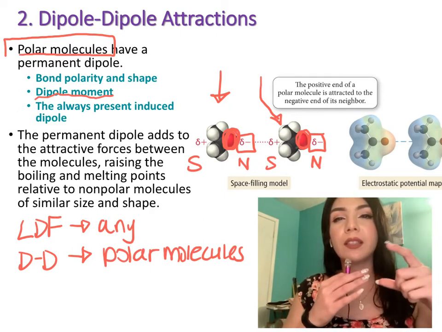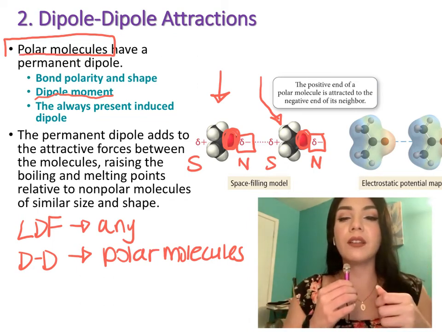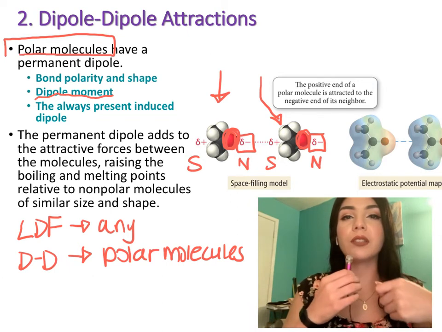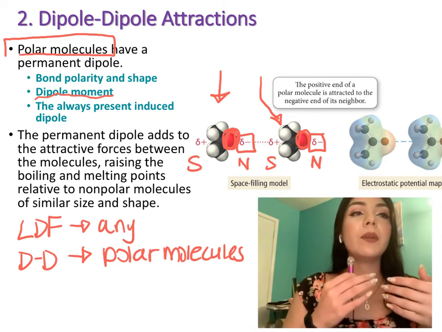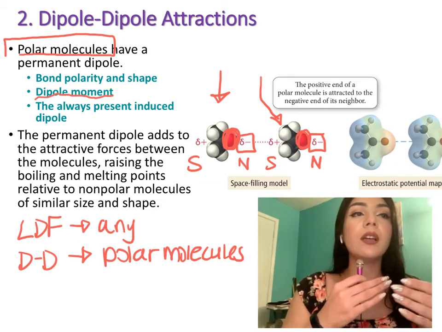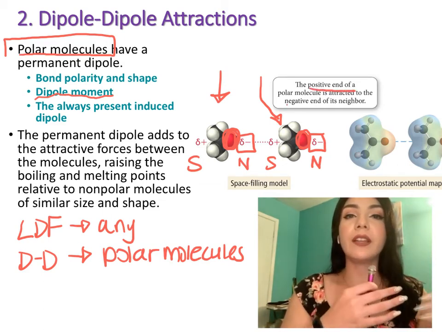Like, you know how magnets can have a positive and a negative charge and they attract to each other, versus positive and positive repel each other. And that's what they are. So you end up having attractions between the positive end of a polar molecule attracted to the negative end of the neighbor.